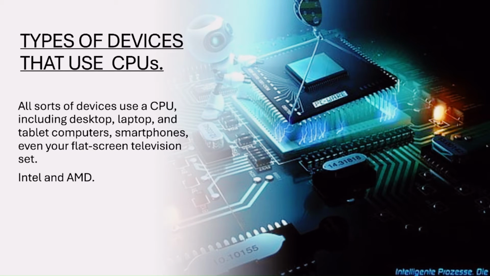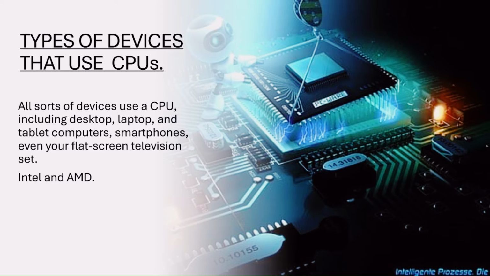The types of devices that use CPUs. All sorts of devices use a CPU, including desktop, laptop, and tablet computers, smartphones, even your flat screen television set. Intel and AMD are the two most popular CPU manufacturers for desktops, laptops, and servers, while Apple, NVIDIA, and Qualcomm are big smartphone and tablet CPU makers.